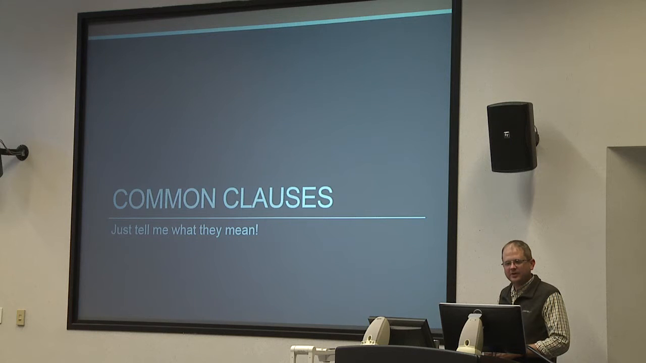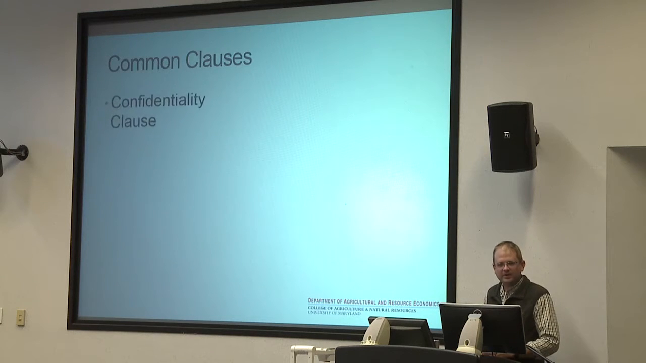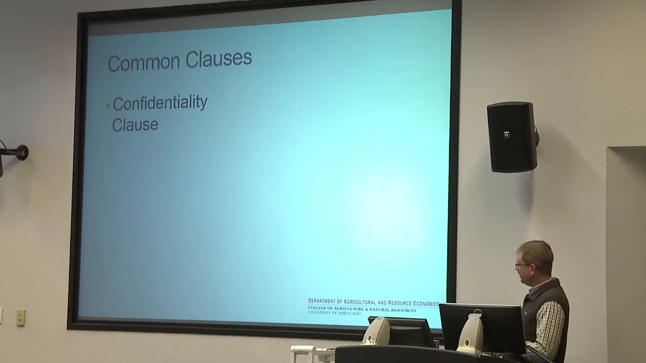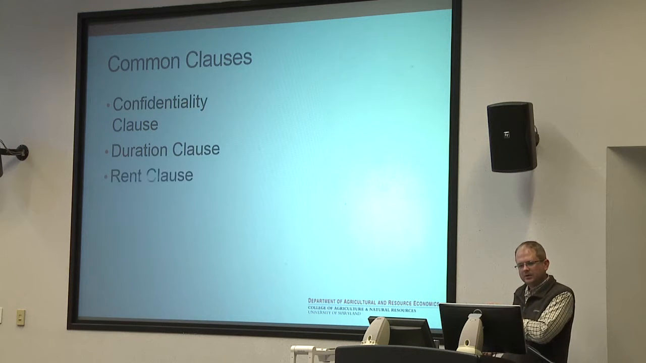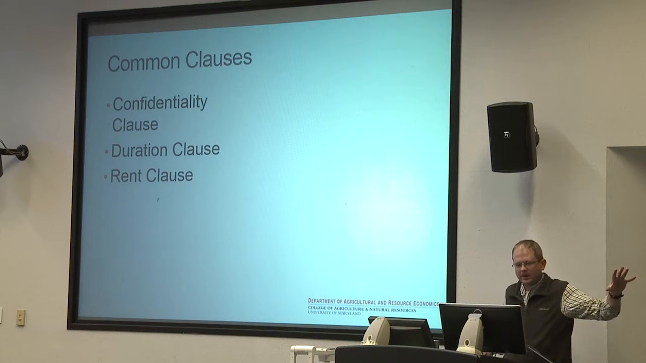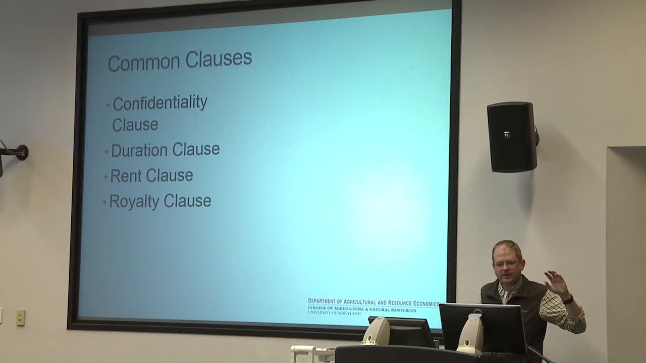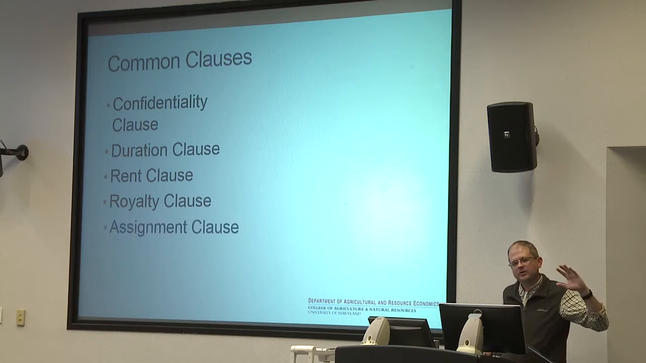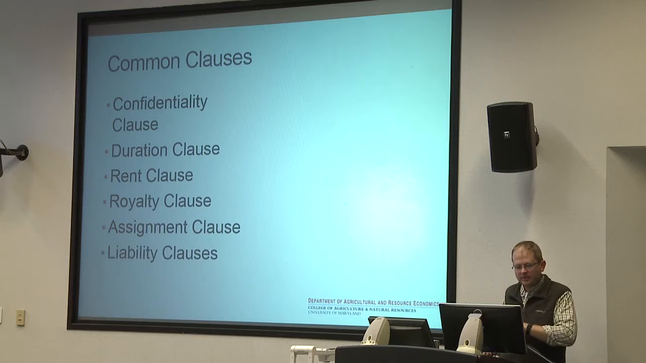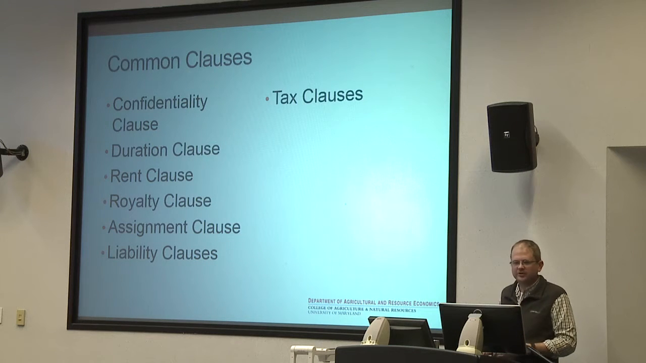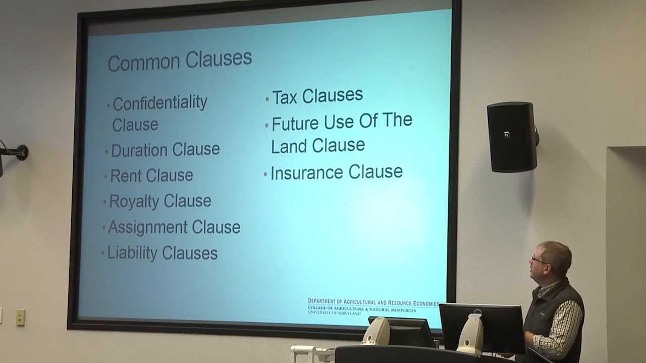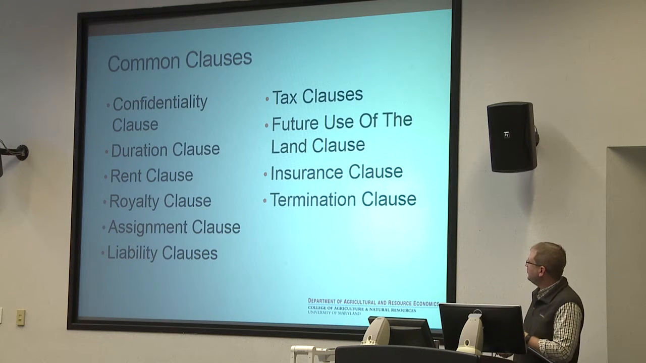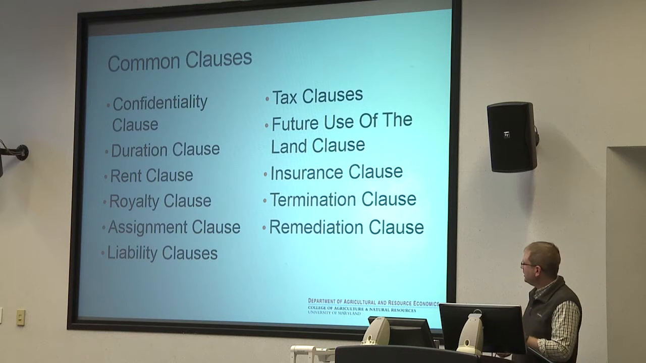Yeah. So, common clauses. And hopefully I got all these cleaned up. There may be a confidentiality clause in all of this, and we'll talk about what each one of these means. Duration clause, we've kind of already talked about. Rent clause, Sebastian talked a lot about. I'm not going to talk that much about it. There may be a royalty clause. There may be an assignment clause. There may be liability clauses. There're going to be tax clauses. It's going to be future use of land clauses. We're going to talk about all of these. Insurance clauses, termination clauses, and remediation clauses.